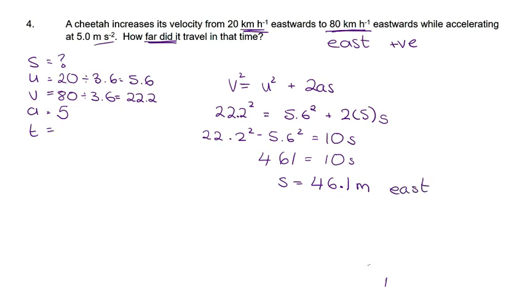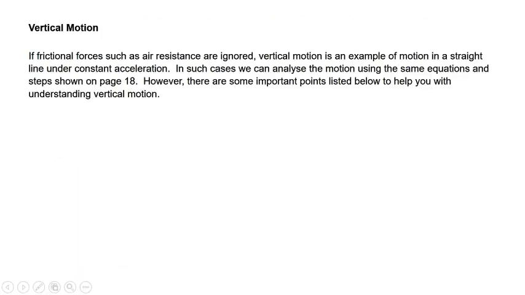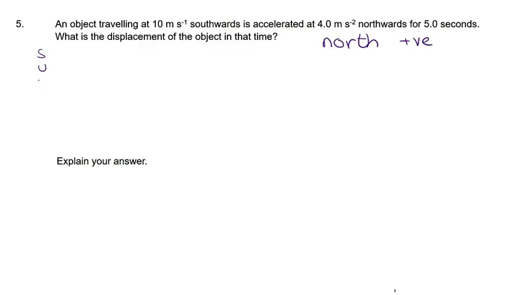Okay, let's try the next one. Okay, traveling at 10 meters per second southward and we're accelerating at 4 meters per second northward. So we've got both a south and a north in this one. So I'm going to define north as positive just because that's what feels right to me. You can define south as positive if you really want to, it doesn't really matter. Okay, north, positive. And we write out our SUVAT and fill in what we know.